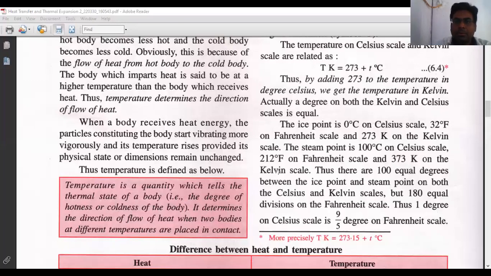Yes, I know that relation. Okay, we know the relation, right? So the Kelvin and degree Celsius relation is this one. So Kelvin is equal to 273 plus degree Celsius, right? And the Fahrenheit relation is with 9 by 5, right? So you know it, right? So we'll move ahead.